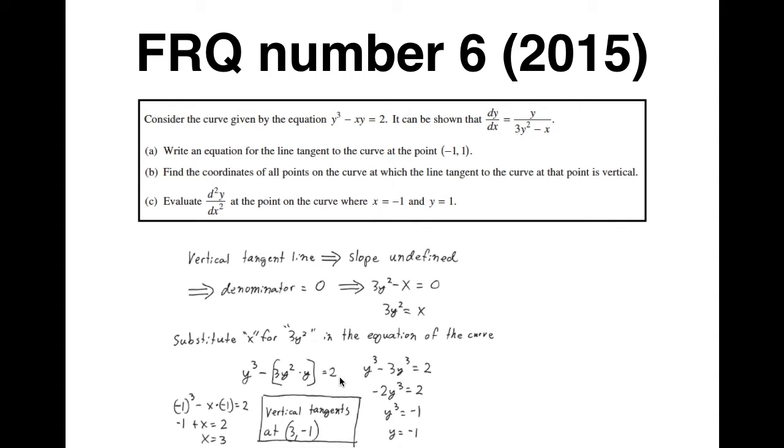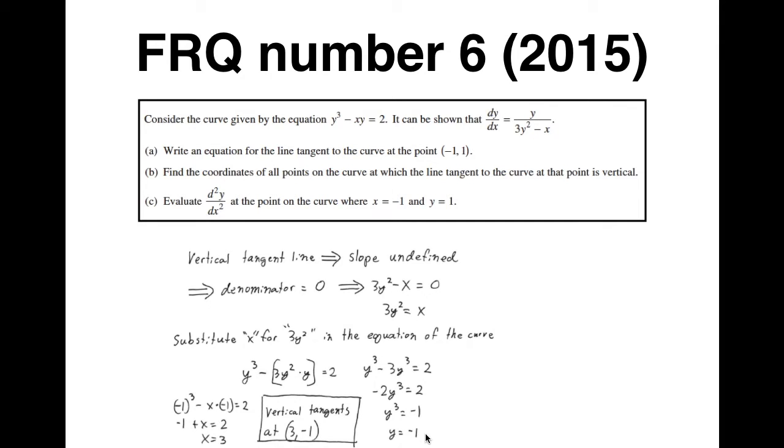After that, the student solved this simple equation: y cubed minus 3y cubed equals 2, negative 2y cubed is equal to 2, y cubed equals negative 1, and therefore y equals negative 1. So this is the answer for y. We also have to find the value of x.